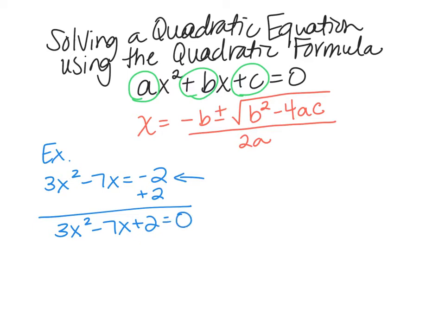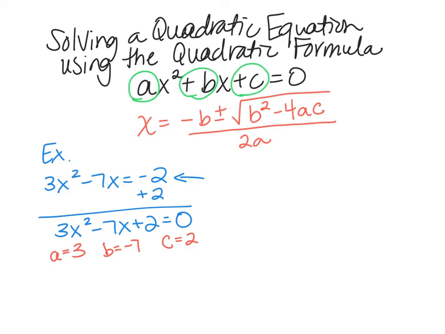Once I'm at this point, then I can identify what is my A. Remember, it's the term in front of the squared. What is my B? The term in front of my X. And what is my C? Which is just the constant. Once I have these three things identified, then I'm going to go plug into my formula.